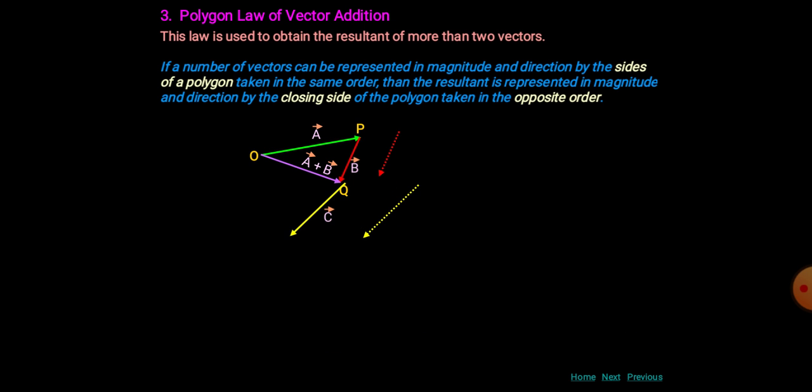Now see, we have shifted the C vector, then again they have formed a triangle. You will observe the triangle OQR. OQ is A plus B and QR is C. Then the resultant vector is what here? R is equal to, add this, A plus B plus C. So this is the polygon law of vector addition.